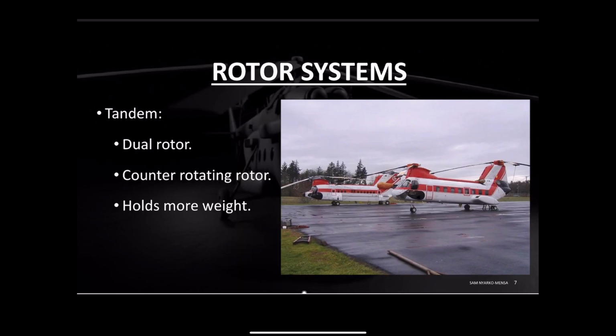Then we have the tandem rotor systems, which consist of 2 blades, what we refer to as dual rotors up here, which are counter-rotating. The unique thing about this counter-rotating rotor system is that it helps the aircraft carry more weight.